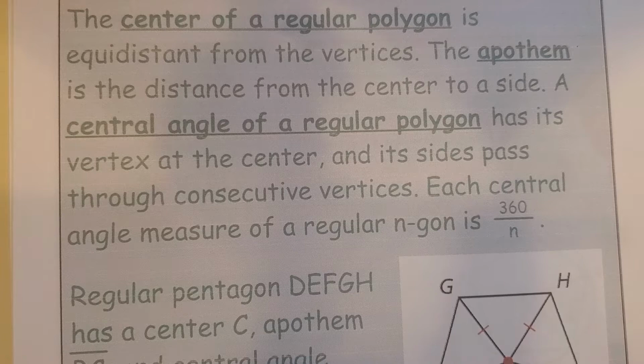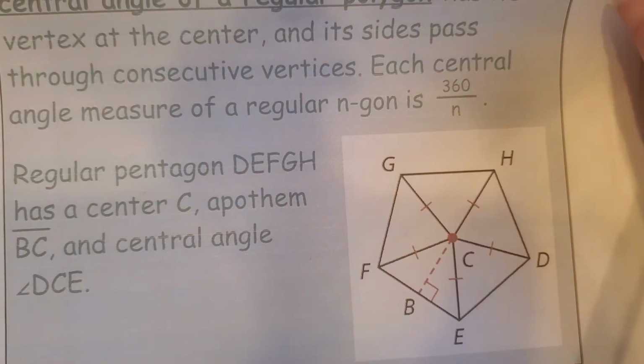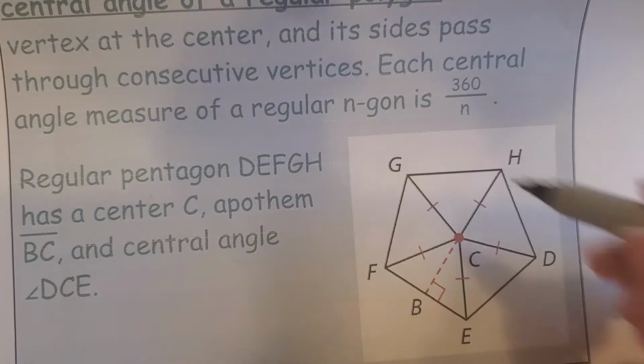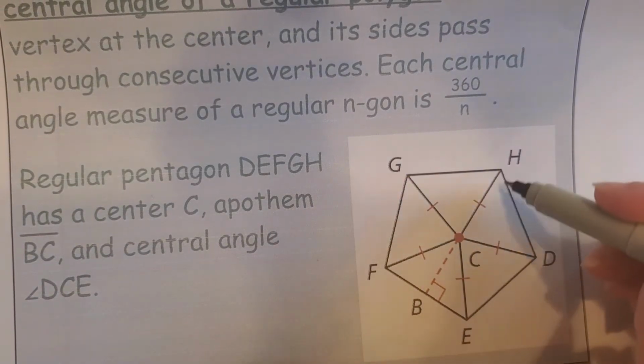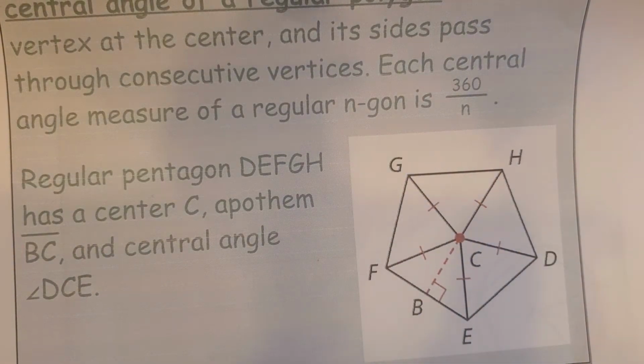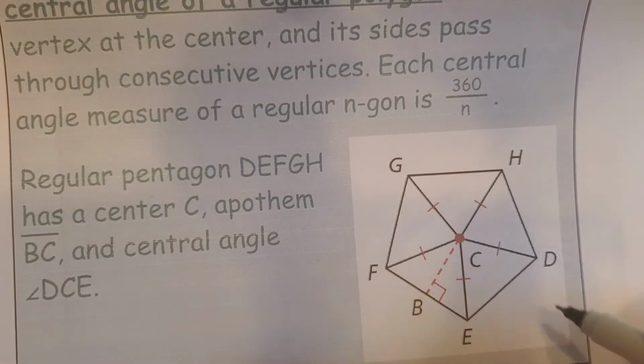This idea here says a central angle of a regular polygon has its vertex at the center and its sides pass through consecutive vertices. So if we use this picture for reference, GCH would be an example of a central angle in the regular polygon. HCD would be another one, DCE, etc.